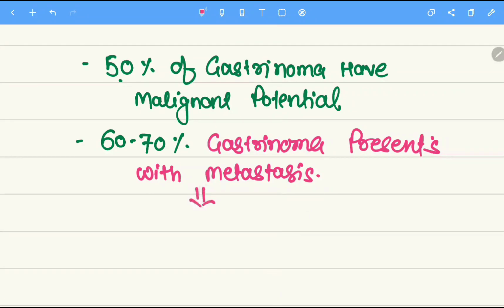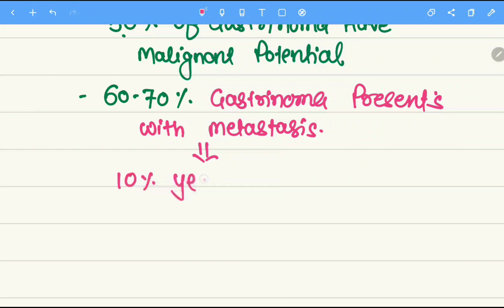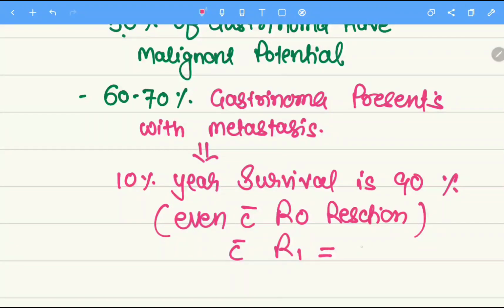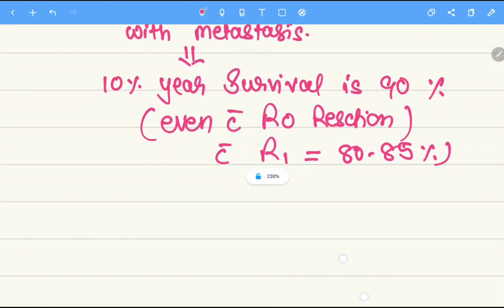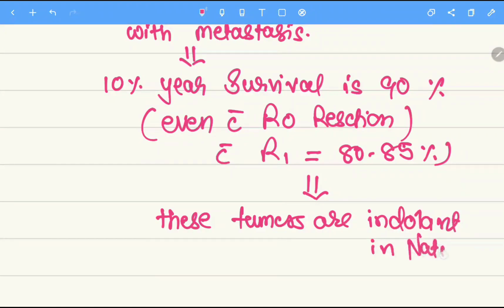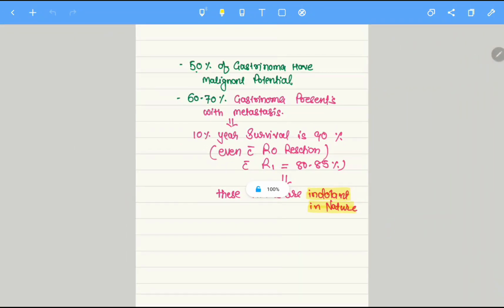What is good about this? If you talk about other tumors, if metastasis is present, then it is inoperable with very low survival rates. But here it is different. Even with metastasis, the 10-year survival is 90%. Even with R0 resection, and even with R1 resection, survival is 80 to 85%. So what does it suggest? These tumors are indolent in nature. Very important point: 10-year survival is 90%. So these are the important points about gastrinoma.